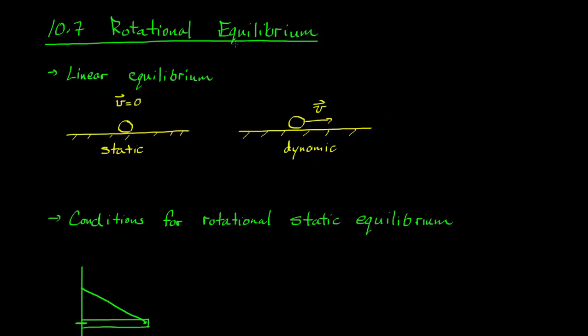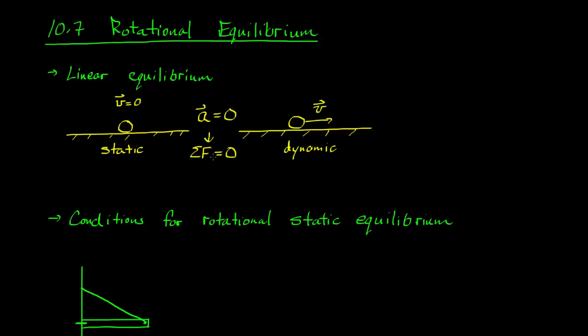And so first, to talk about equilibrium, let's go back to what it means for linear. If you recall, for linear motion, if I have an object which is sitting still with zero velocity, then we would refer to that as static equilibrium. I can also have an object in motion with a constant velocity, which we would refer to as dynamic equilibrium. In both of these cases, the acceleration is zero. And if the acceleration is zero, then we know by Newton's second law that the net force acting on the object is also zero. So this is the condition for linear equilibrium.